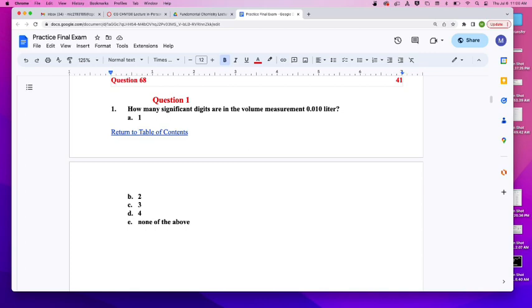So the first one is asking about sig figs and a measurement. You won't see, theoretically, the exact same question. So you don't want to know the answer to the question. You want to know the process by which you get to the answer. That is very challenging to do, but that should be your target.